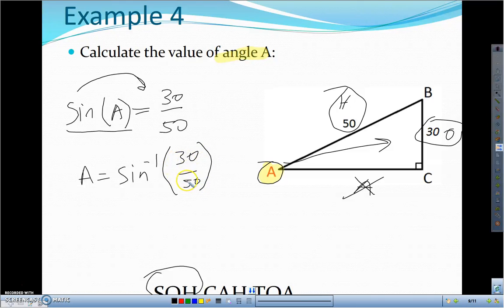30 divided by 50, sine inverse of that will spit out an angle. And that angle is, using our calculator, 36.9 degrees. And that's how you end up finding angles. Whenever you're finding an angle, use sine, cosine, or tangent inverse.